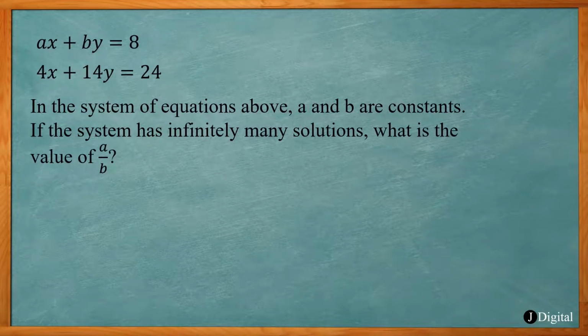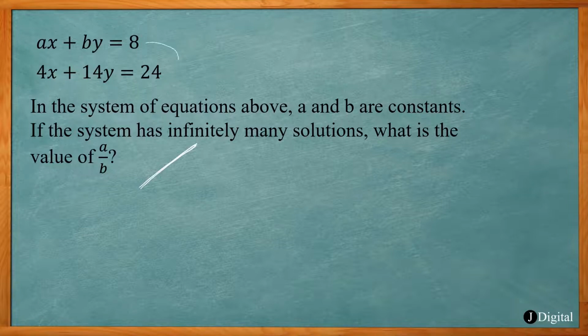In this problem, we have ax plus by is equal to 8, and 4x plus 14y is equal to 24. In the system of equations above, a and b are constants. If the system has infinitely many solutions, what is the value of a over b? So if we have infinite number of solutions, that means they're exactly the same line. Okay, that means these coefficients are going to be multiples of each other.